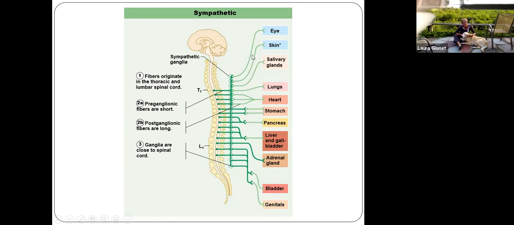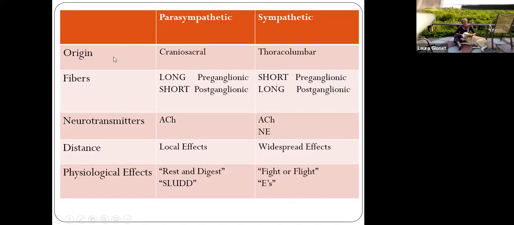First neuron is short, second one is long. Again, to the eyes, the skin, and so forth. This chart compares and contrasts the difference between parasympathetic and sympathetic as to origin: craniosacral versus thoracolumbar. Fibers: the preganglionic neuron, neuron 1, is long and the second one is short in the parasympathetic division. In the sympathetic, the first neuron is short and the second one is long. Neurotransmitters used: parasympathetic, acetylcholine throughout. Sympathetic division, acetylcholine at the first synapse, norepinephrine at the second synapse.